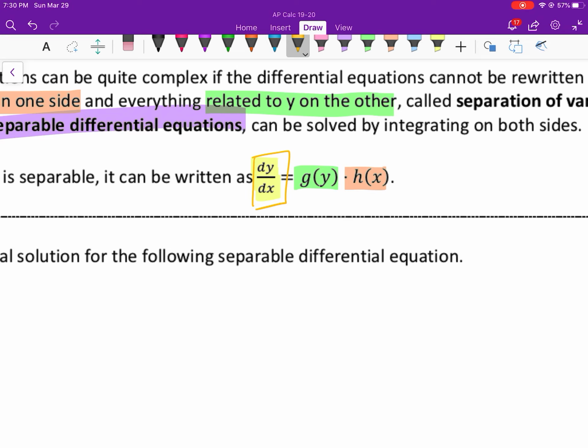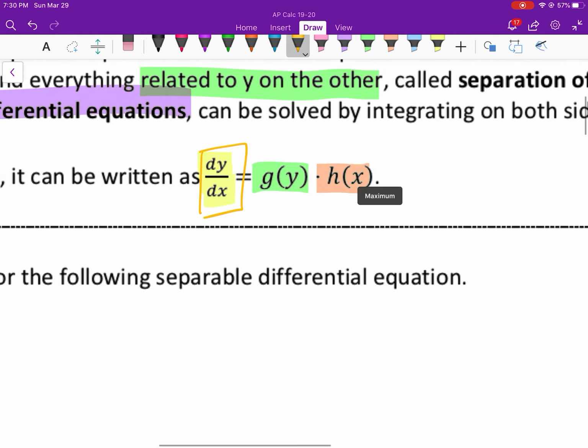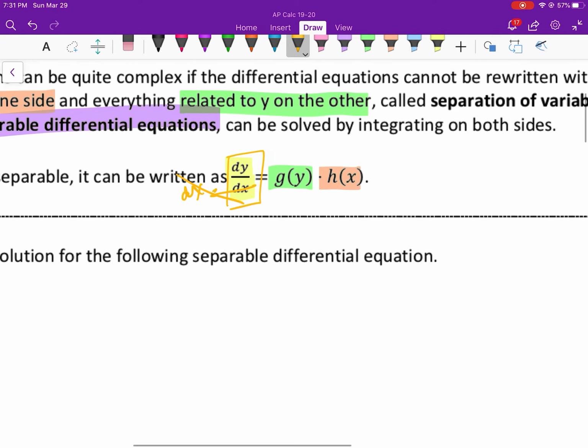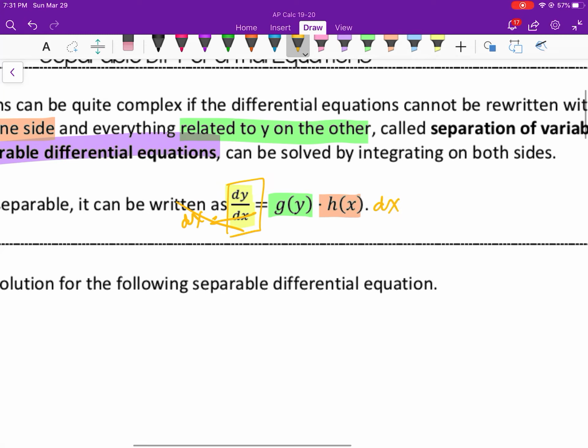And what we can do is we kind of move them around. So if we have this equation, where g of y and h of x are just some expressions in terms of y and in terms of x, what we do is that we kind of multiply both sides by dx to get it to cancel, right? And we can do it on the other side. So then we get dy equals some expression with respect to y times some expression with respect to x dx. Well, this g of y, whatever it may be, we move to the other side.